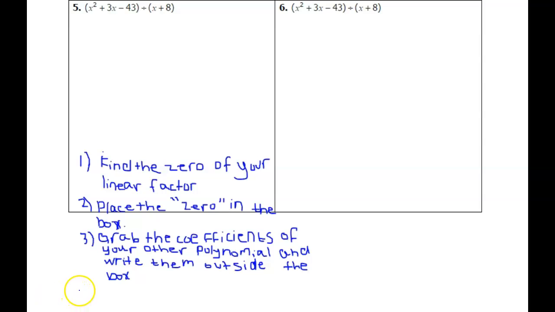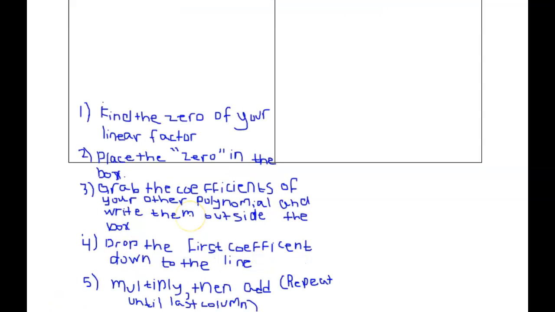Your next step, almost at the last step, is to drop the first coefficient down. You're going to drop it down to a line you've drawn. I'll show you that in a second. Then you're going to multiply, then add, and then you're going to repeat this step until you reach the last column. So let's see this in action.